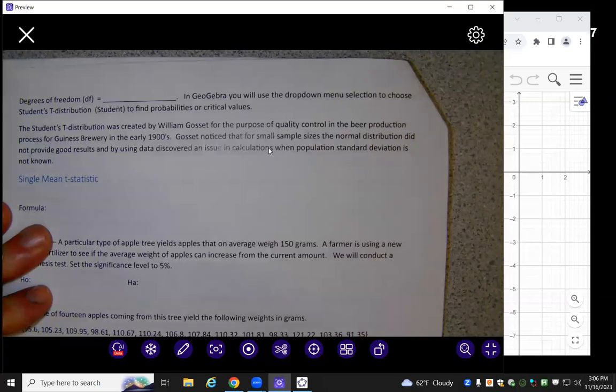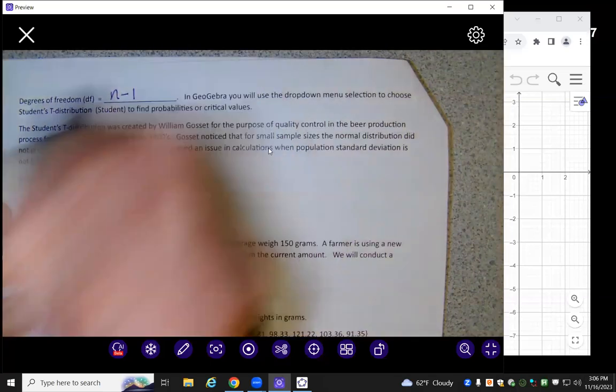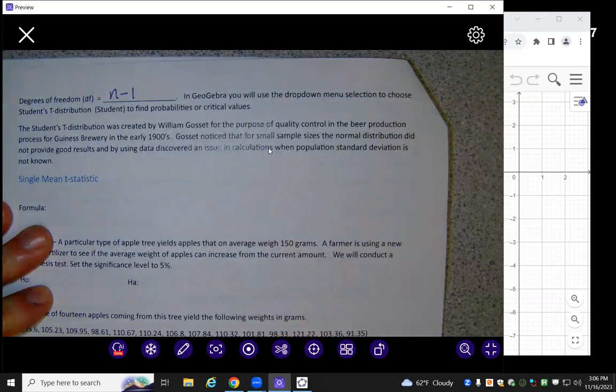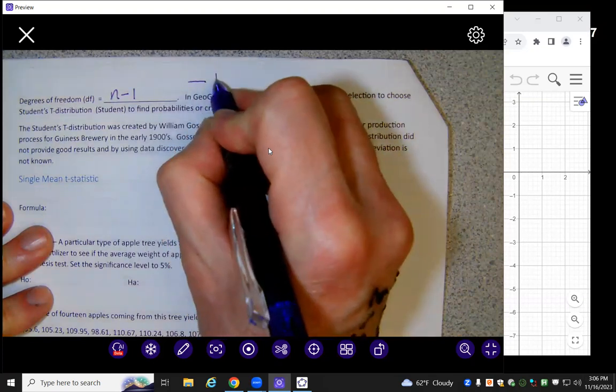Degrees of freedom, DF, is just going to be n minus 1. That's all that it is. Now, you're wondering, what is the degrees of freedom? It sounds very patriotic, but it has nothing to do with patriotism. So here's a way to look at this.